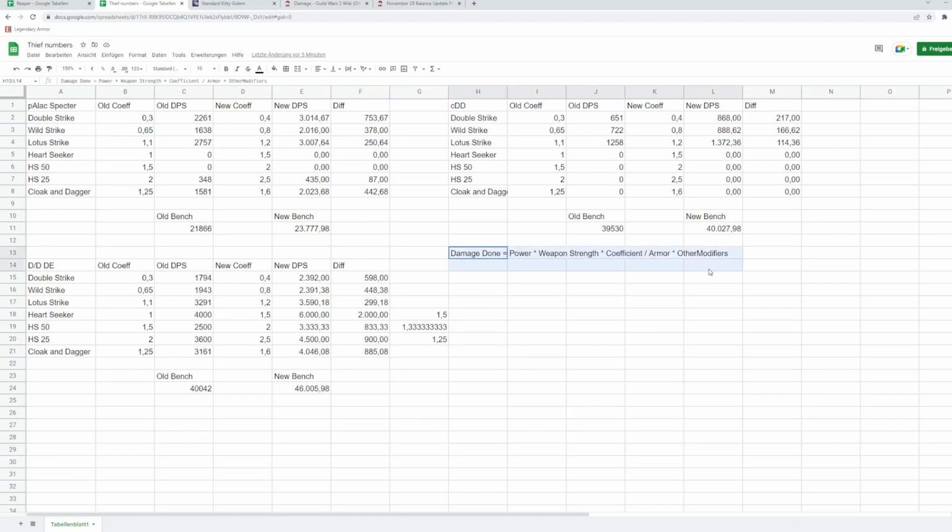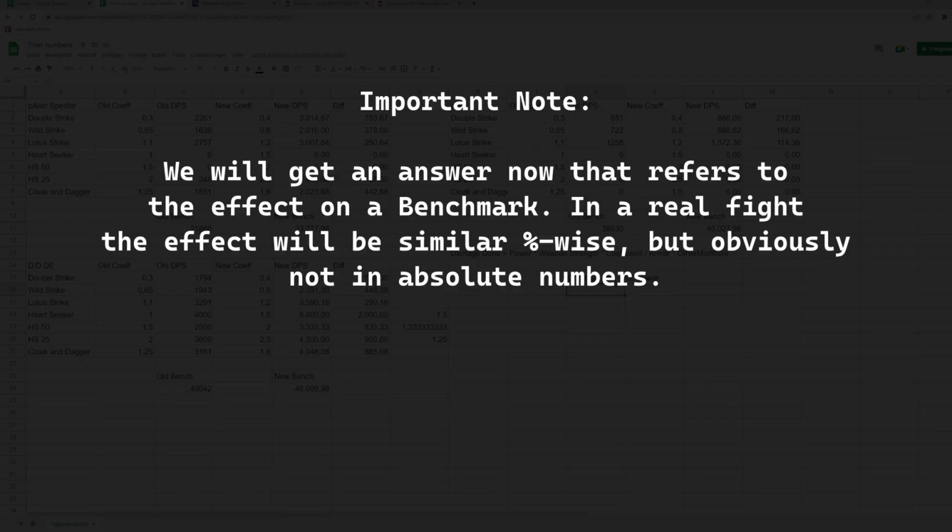Here in this spreadsheet, I have added this other modifiers thing. We actually won't care about them in this video. In this video, let's talk mainly about coefficient and power. Let's imagine that we read in patch notes Dead Eye gets plus 200 power. The question I'm going to answer now is, how much does this buff your DPS?